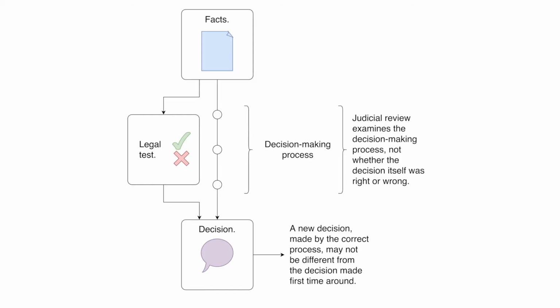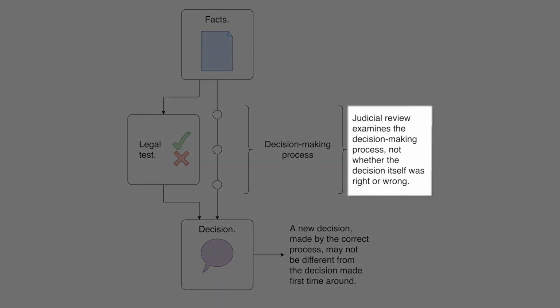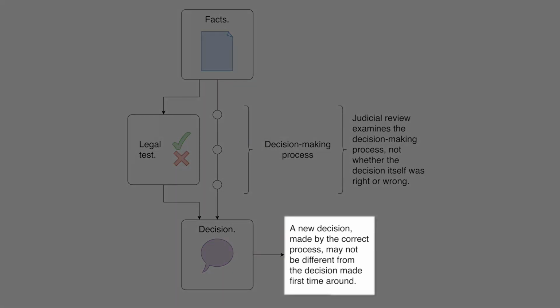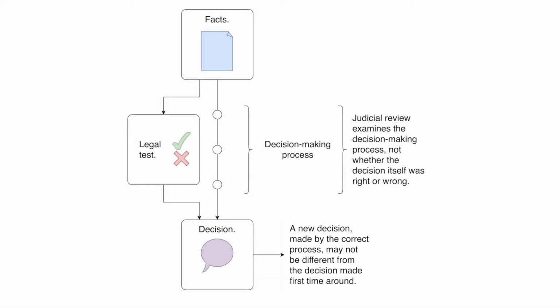So there are two takeaways. Firstly, judicial review examines the decision-making process, not whether the decision itself was right or wrong. Secondly, this means that if the judicial review is successful, then a new decision made by the correct process may not be different from the decision made first time round. It's therefore important to determine before starting a judicial review whether, if the judicial review is successful, it's likely to ultimately lead to a different decision for your client or not.